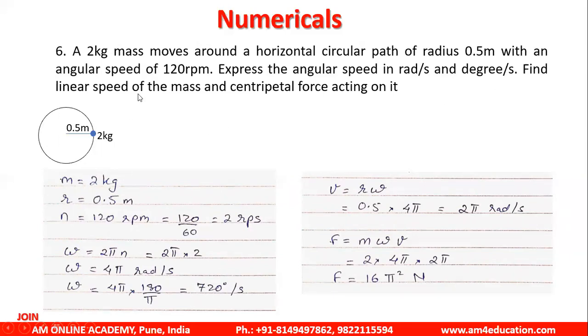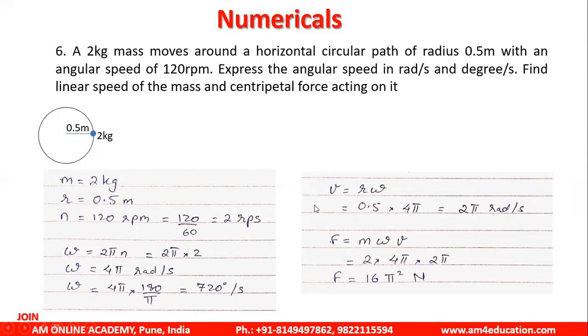Now let us see linear speed. We know that v is equal to r omega. We have r and also omega. Substituting, the value of r is 0.5, that is 1 upon 2, and omega is 4 pi. 2 twos are 4, that gets cancelled and becomes 2 pi. You can further calculate this in degree per second also by substituting 720 in place of 4 pi.